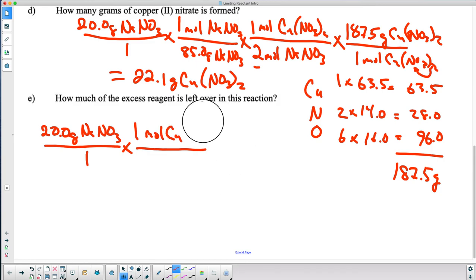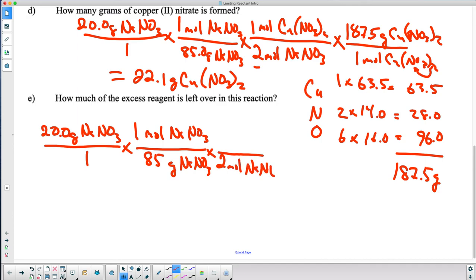And it's going to be 85 grams of NaNO3, like that, and now I'm going to find the other reactant, which means 2 moles of NaNO3 to 1 mole of CuCl2, like that, and now.